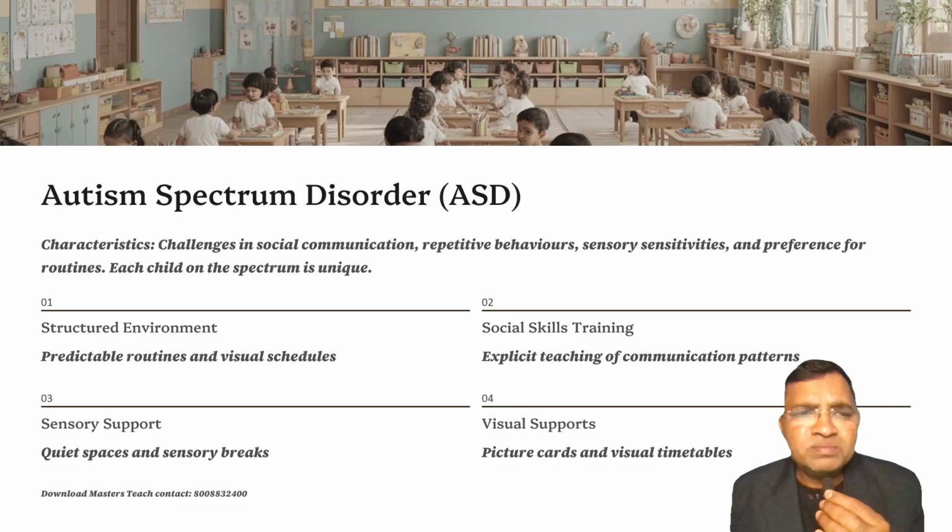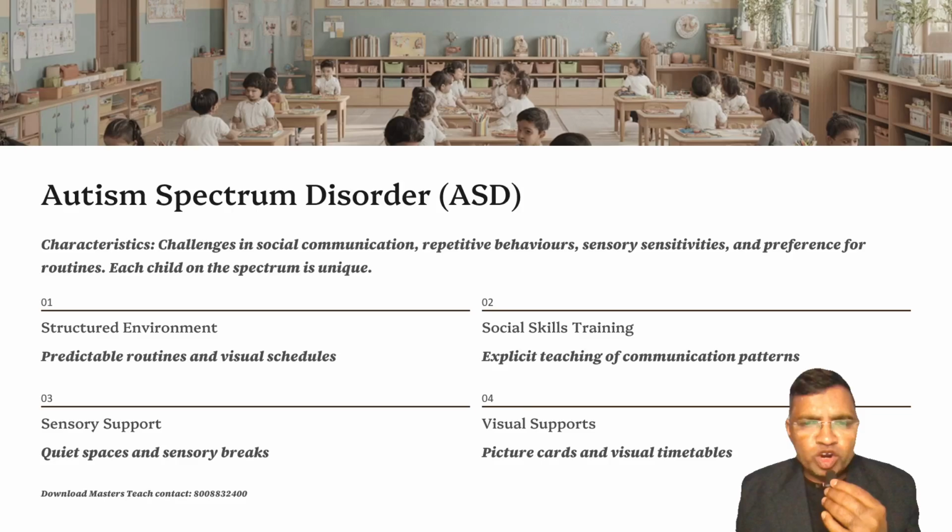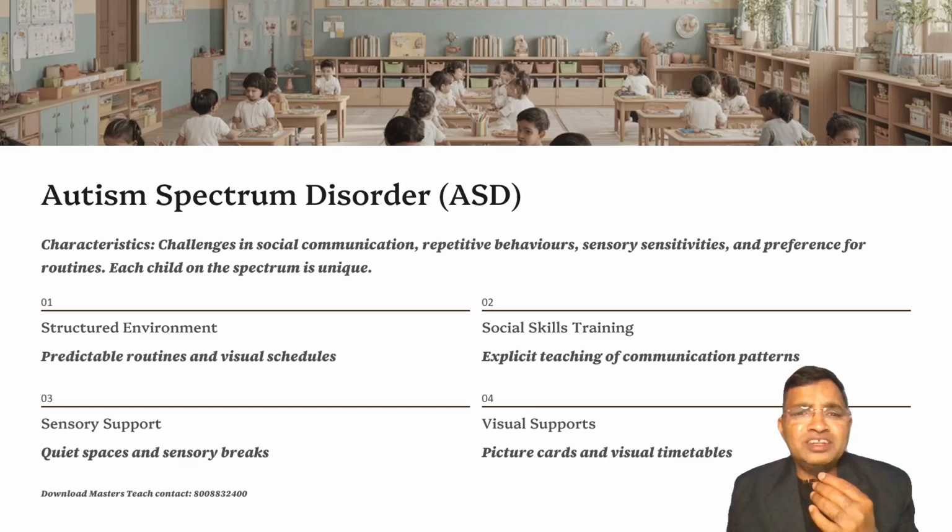Then, autism spectrum disorder. Simply, we can say ASD. So the characteristics are challenges in social communication. They cannot communicate properly. Repetitive behavior is there. Then sensory sensitivity and preference for routine. Each child on this spectrum is unique. So this is called autism spectrum disorder. In TET they may ask what is ASD. You should be able to tell autism spectrum disorder.